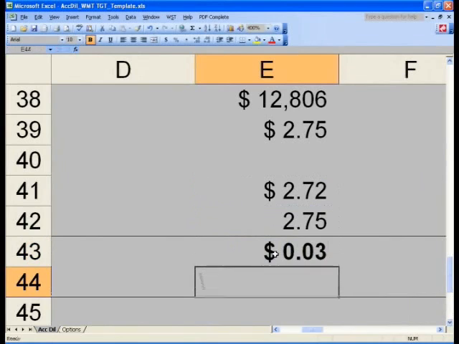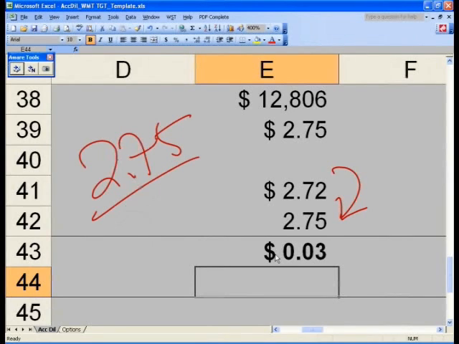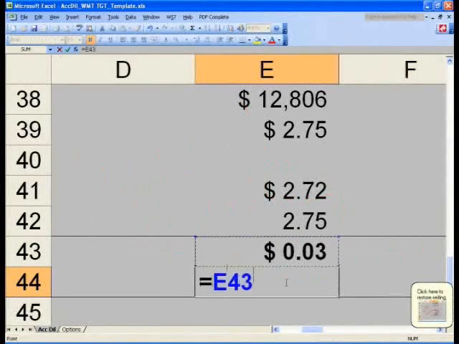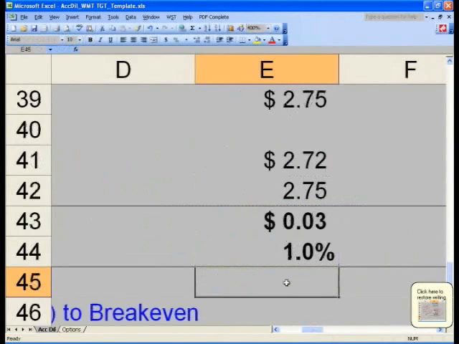What is the percentage accretion dilution? Well, we just want to calculate the percent change between these two numbers, which you can do 275 over 272 minus 1. But since we already calculated the 3 cents, let's just take the 3 cents divided by the 272, algebraically the same. E44 will say equals E43 divided by E41, 1% accretion.